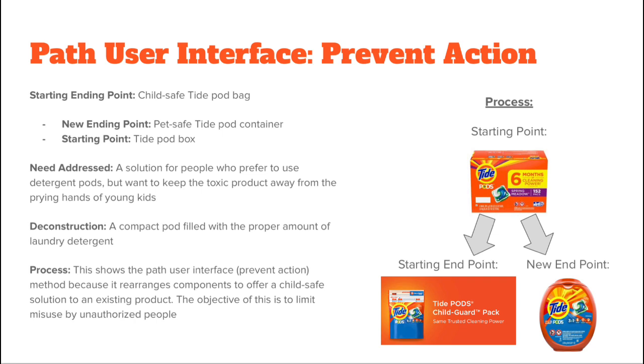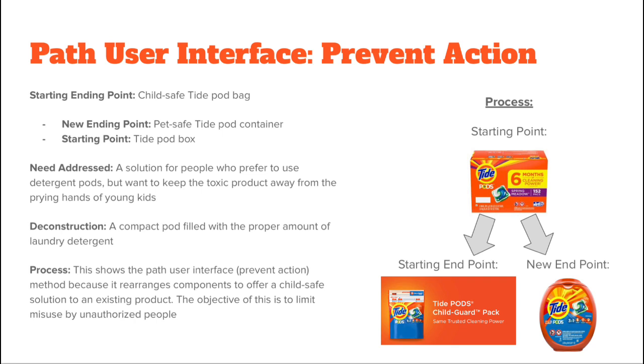Now, with this path user interface example, we're looking at the prevent action method. So the starting point here would be a box of Tide Pods. The starting end point would be a child-safe Tide Pod bag, and then the new end point would be a pet-safe Tide Pod container. Deconstruction of Tide Pods are that they're compact pods filled with just the right amount of laundry detergent that you can use when you're doing laundry.